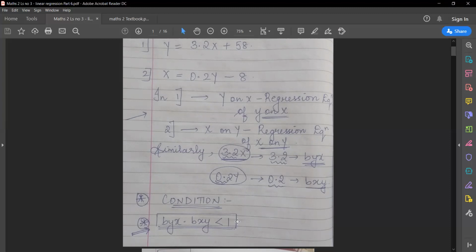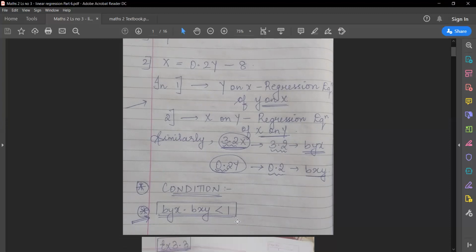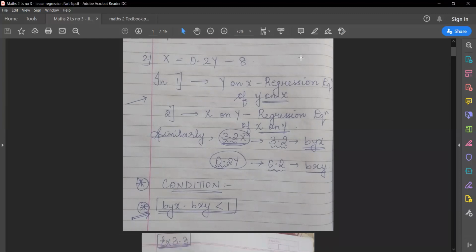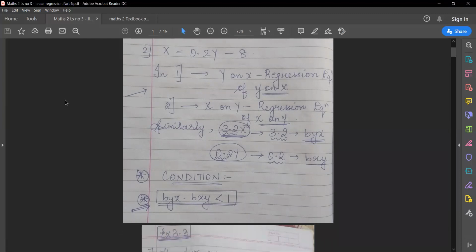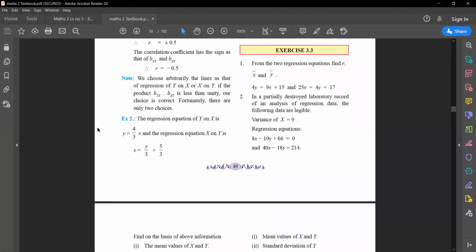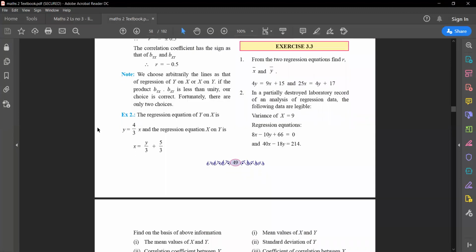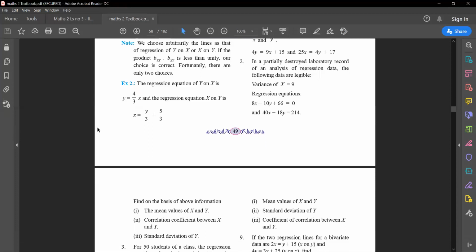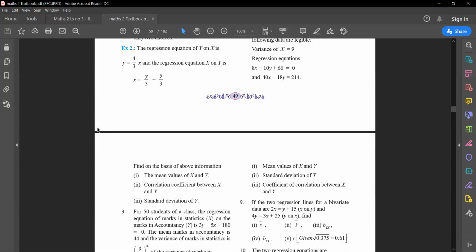So there's no specific formula, class, in this particular exercise. You have to just pay attention to the technique that we'll be following in exercise 3.3. So let us start with the sum, class. The first sum which I'm taking is sum number 9. So here is exercise 3.3. We are starting with sum number 9 first.